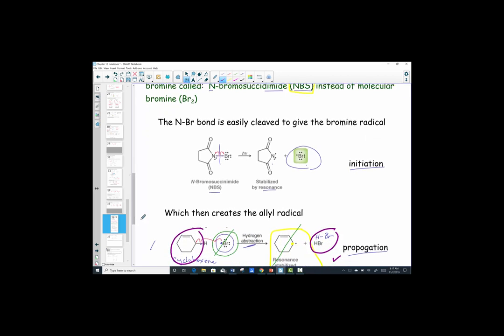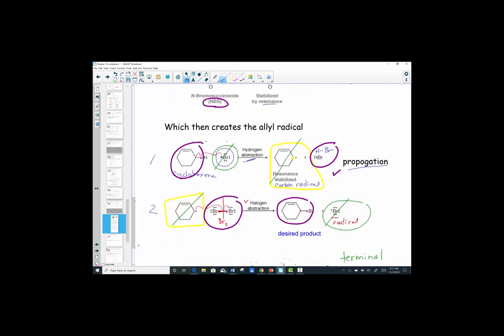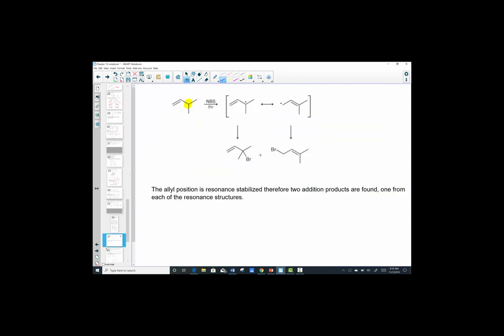And that different source we're going to recognize as NBS sitting on top of the arrow. We have to recognize that NBS is the source of bromine, not boron. So we have decided that when we initiate the radicals here, that we then propagate and then terminate. Those are the 3 steps of any radical mechanism: initiation, propagation, and termination.